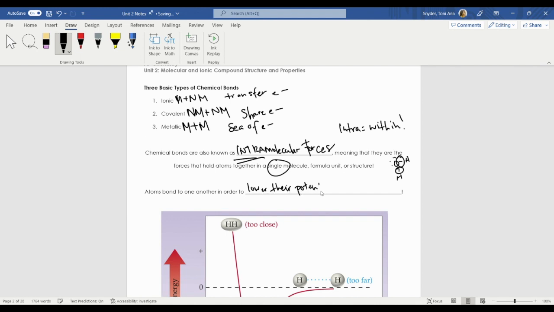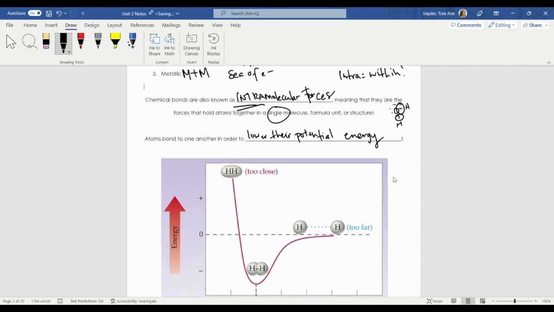We've talked about before, they want to become more stable. They want to satisfy the octet rule. And not that those are wrong, but in this case, I think lowering their potential energy is a much better way of saying that. Because technically, we can't really show that atoms want 8 electrons in their outermost shell. There's no way for us to really measure that.